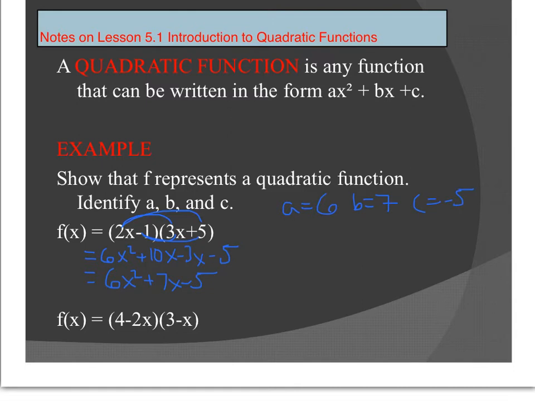Now, although you may think, well, what's the point of these coefficients right now? Who cares what a, b, and c are? We will be using those later in a couple different formulas. So it is important that you know how to identify a, b, and c from a quadratic function. And the only way to do that is to have it in this form here, where we have ax squared plus bx plus c. You cannot identify a, b, and c when it's in a factored form like this.